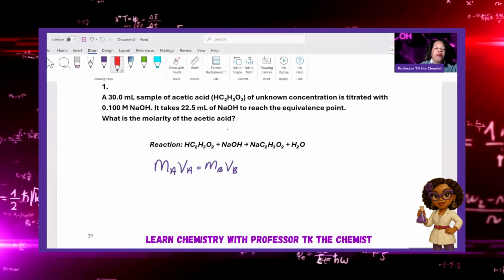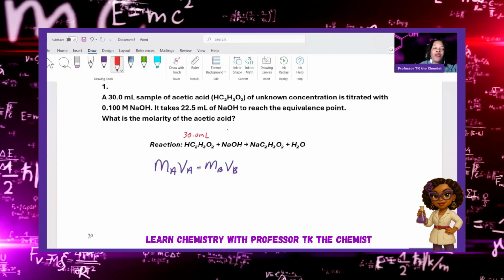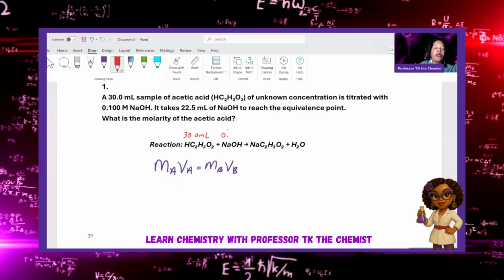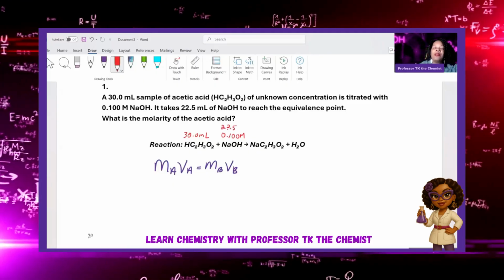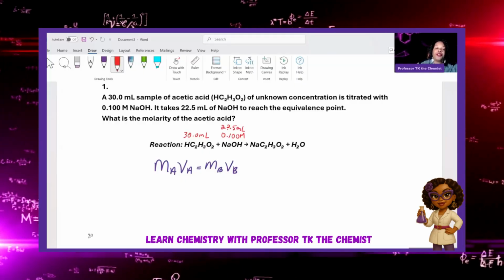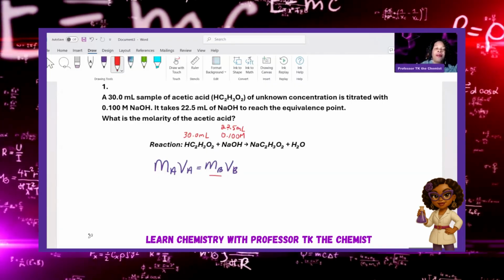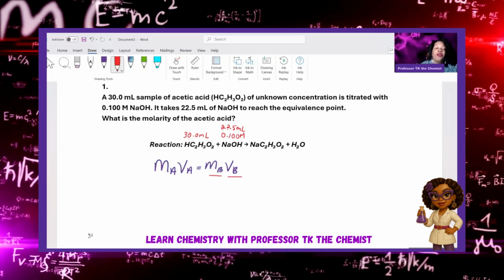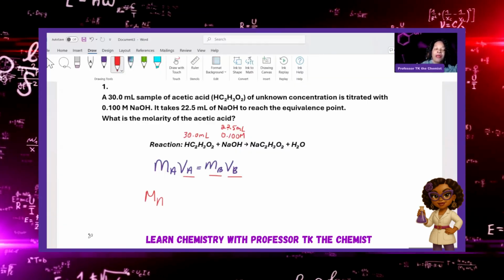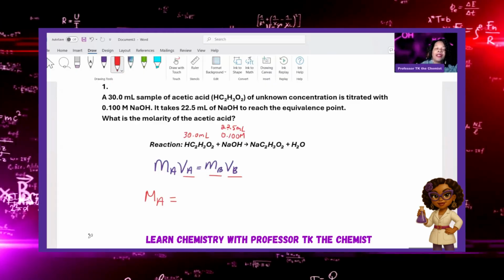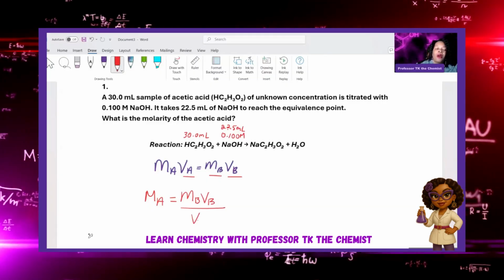What they told us in this problem is that we have 30.0 milliliters of acetic acid. They also told us that we were working with 0.100 molarity of sodium hydroxide with 22.5 milliliters of that. Because this is a 1-to-1 ratio, you're going to multiply the molarity of the base times the volume of the base, and then divide that by the volume of the acid. So my formula becomes Ma, because you're looking for the molarity of your acid, equal to the molarity of your base times the volume of your base divided by the volume of your acid.